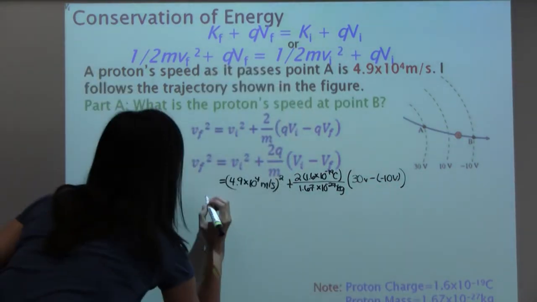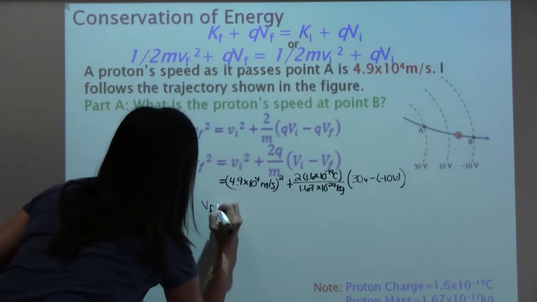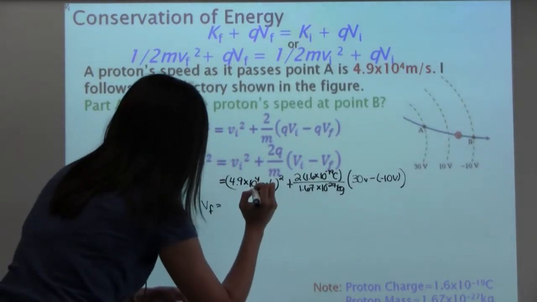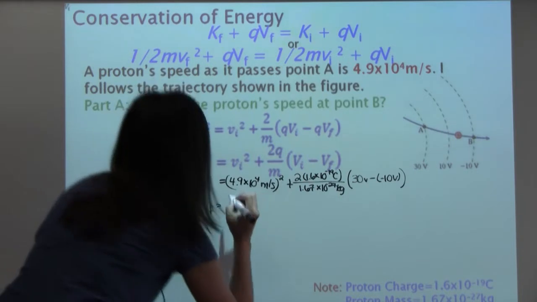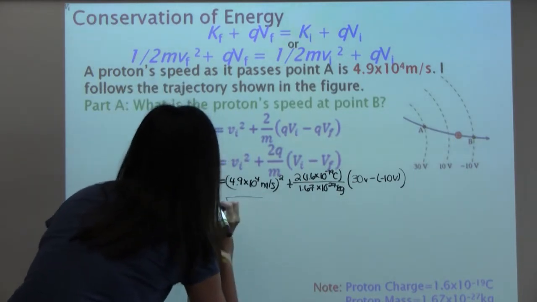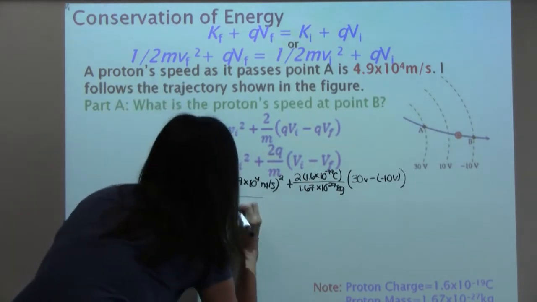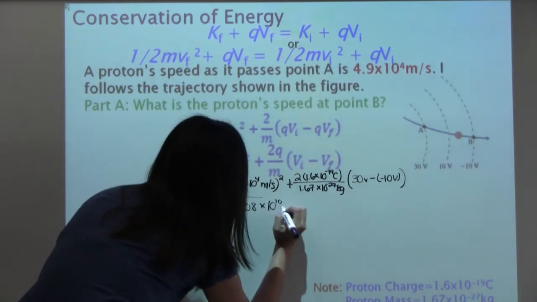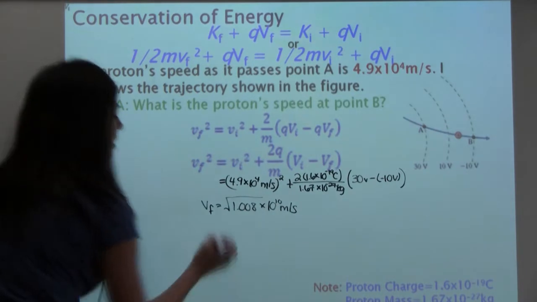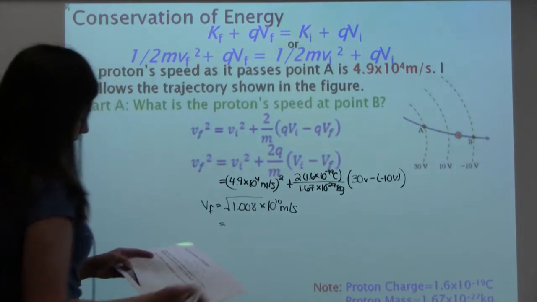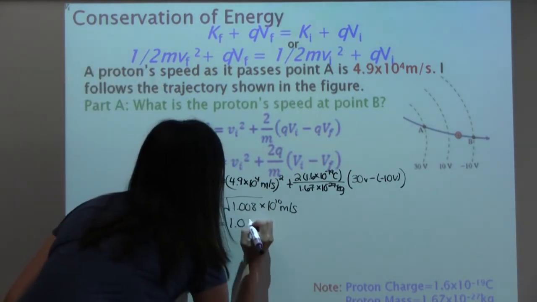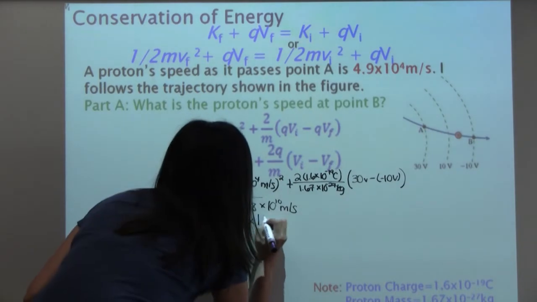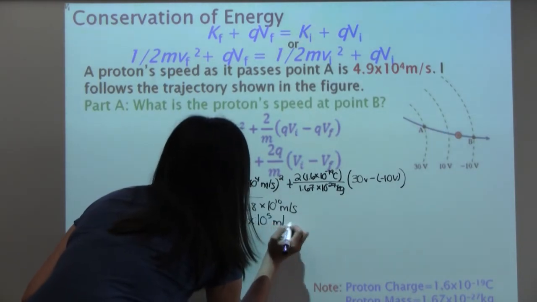V final is equal to the square root of 1.008 times 10 to the 10th meters per second. Therefore, giving us a final velocity of 1.0 times 10 to the 5th meters per second.